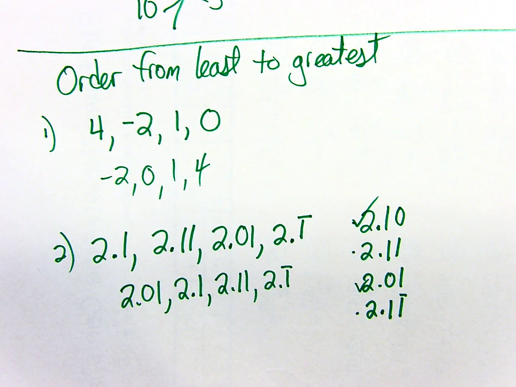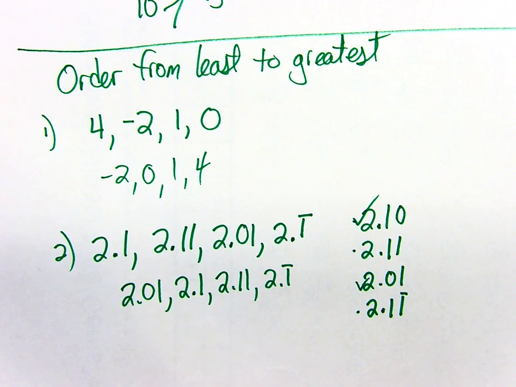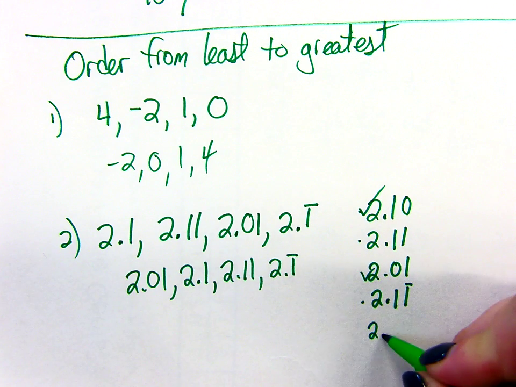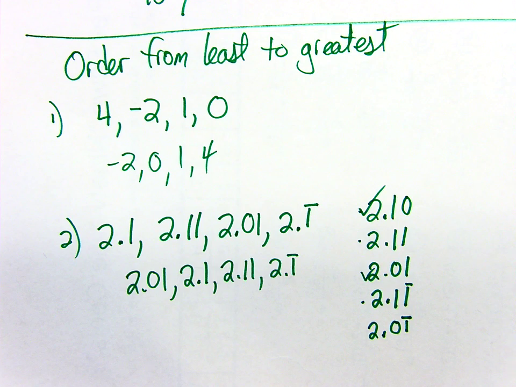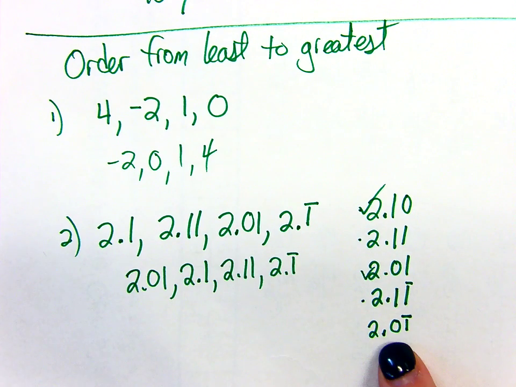What if, let me make it even more interesting. Let me throw one more number in this mix. 2.01 repeating. Where in this list would that number go? If I'm trying to go least to greatest. Cohen? It'd be where?